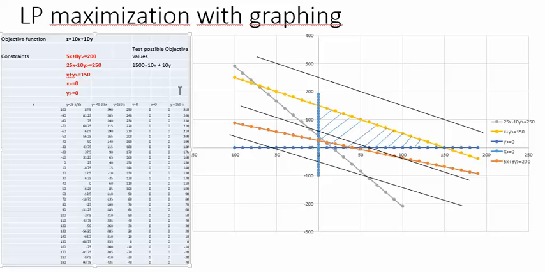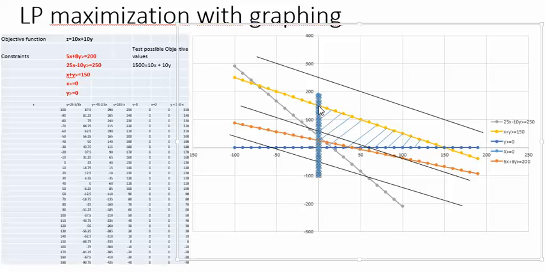As you can see, these lines create a region, a polygon, that has different points, which are the corners of the polygon. The maximum of this objective function is going to be on one of these corners, and usually you are going to find it on a corner that is to the top right side of the region.